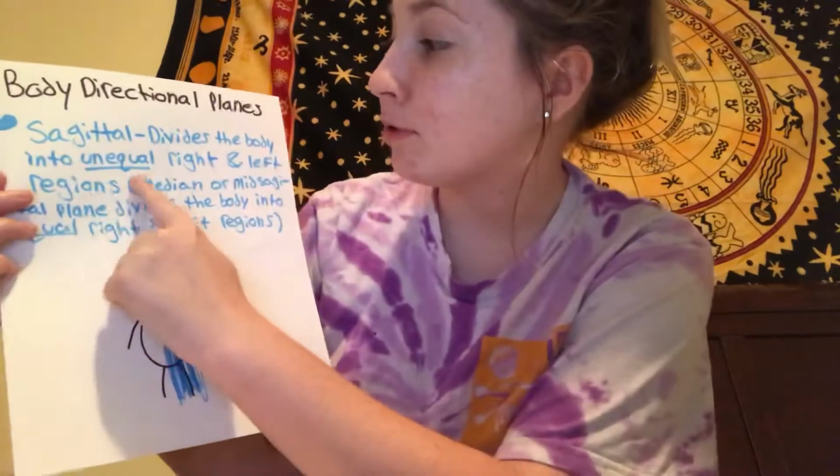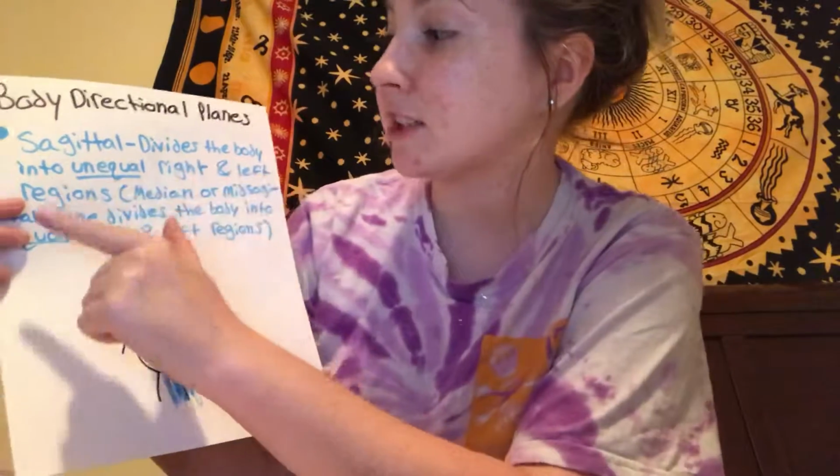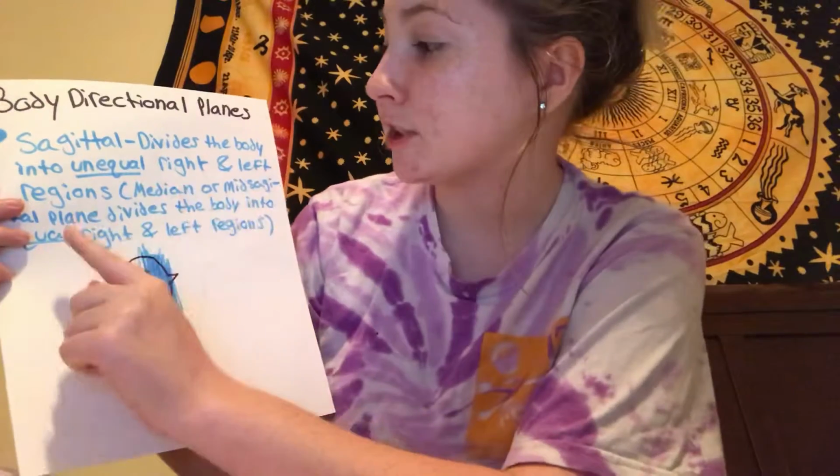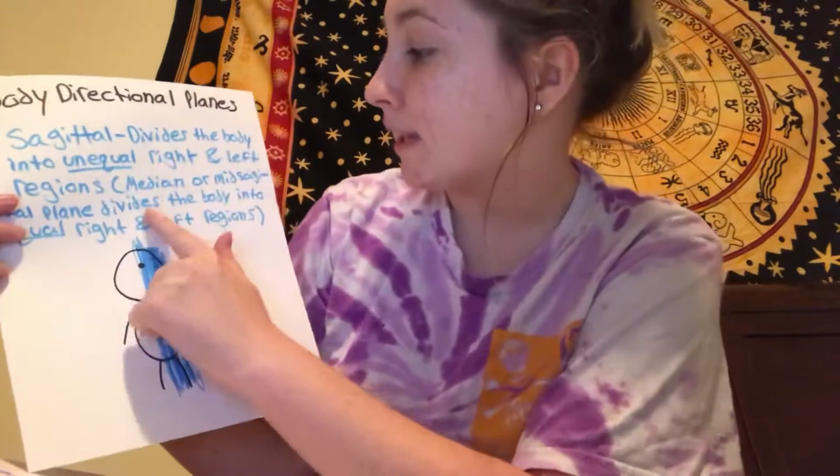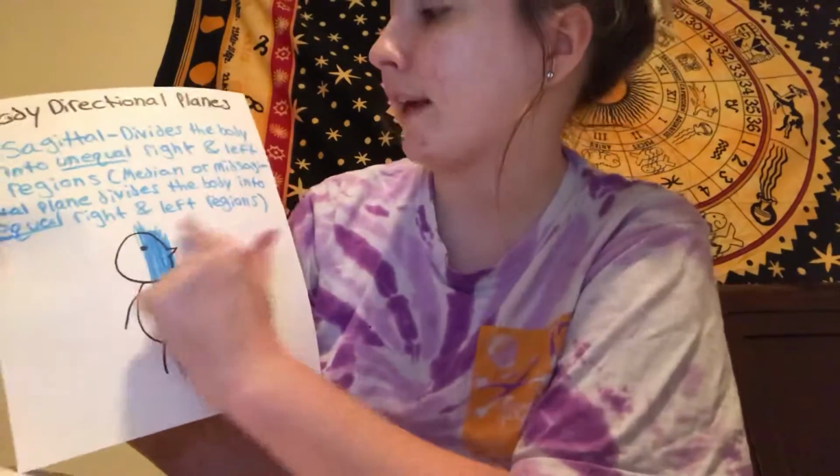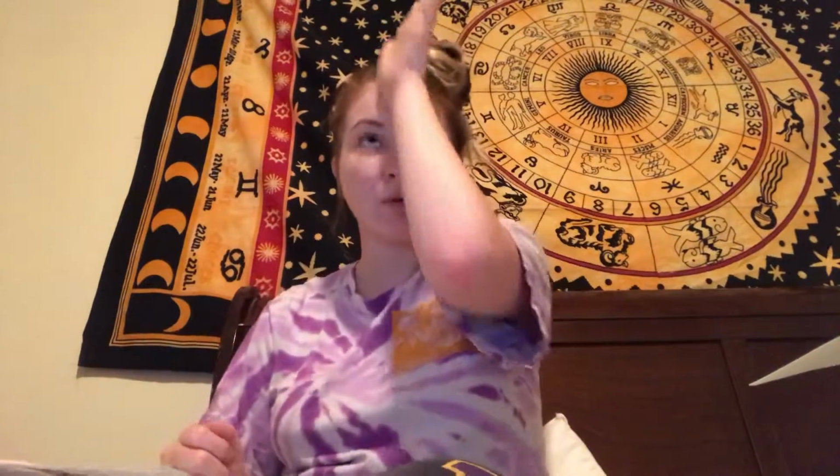So the sagittal plane divides the body into unequal right and left regions, but the median or mid-sagittal plane divides the body into equal right and left regions. So the sagittal plane will split you in half going like this. So it'll split you right in the middle going this way.